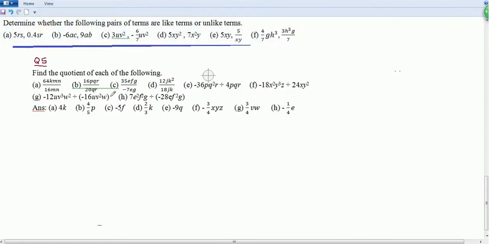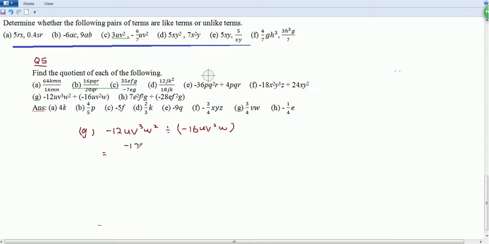Okay, for this part is to find the quotients for each of the following two algebraic terms. Okay, so I show the same thing. I show you the part G and H. Okay, you have negative 12 u v cubed w squared divided by negative 16 u v squared w. Okay, you can just write it in fraction first.